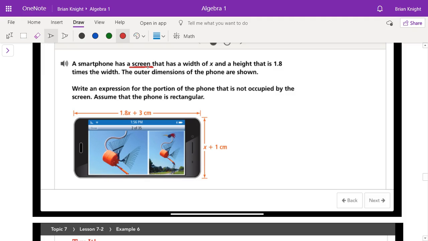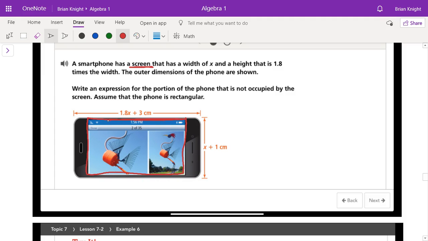So here's the outer dimensions. Okay, the screen itself is, what's the height again? 1.8 times the width. Okay? The width is what? X. So, what here, that must be X, right? See the 1.8x, all right? That's this part, but again, that's the screen. Okay? Everybody follow me so far?